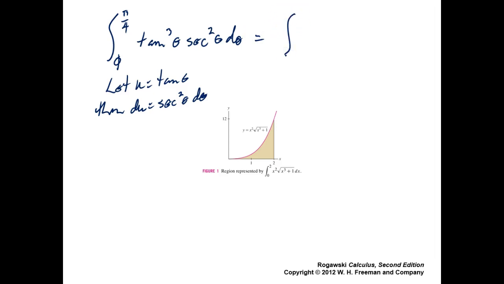Okay. Except we got to do something with our limits. If theta is equal to 0, what's u? It's tangent of 0. Oh, pull out the old blue box, huh? 0. Okay. And if theta is equal to pi fourths, what's tangent of pi fourths? 1. The box slows you down a little bit, but okay.